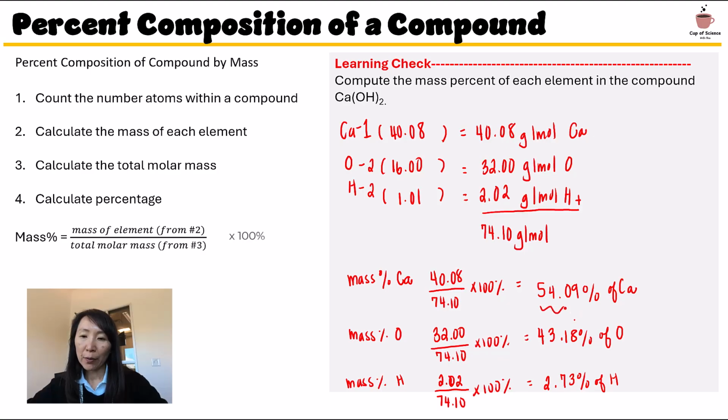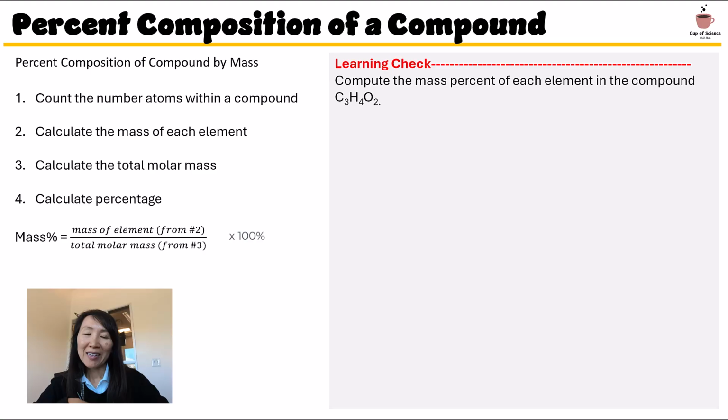We have 54.09% calcium, 43.18% of oxygen, and 2.73% of hydrogen. Here's another learning check. Try this and come back and check the key.